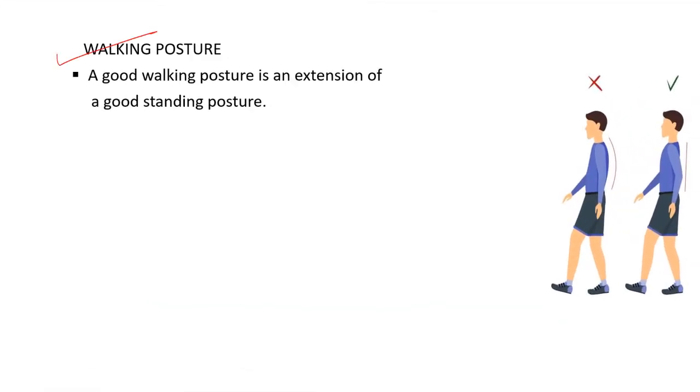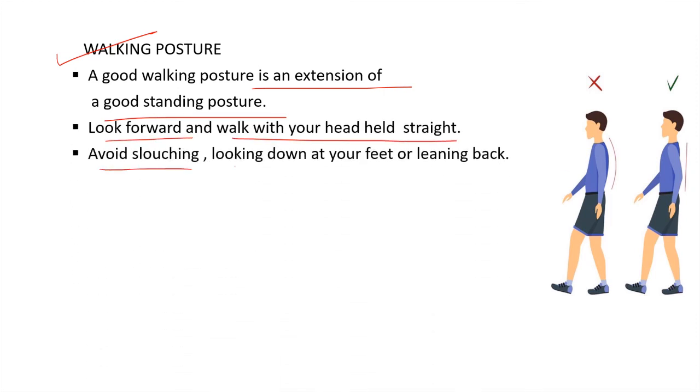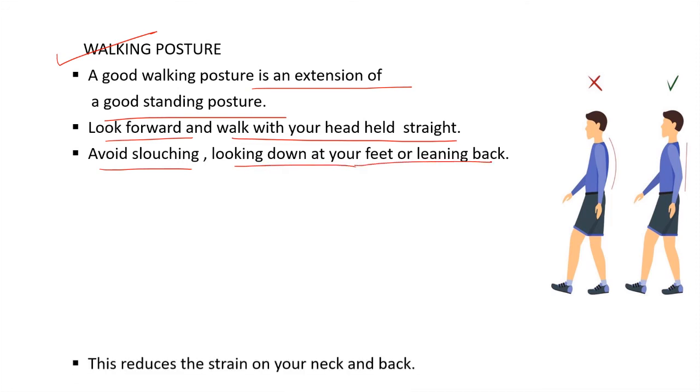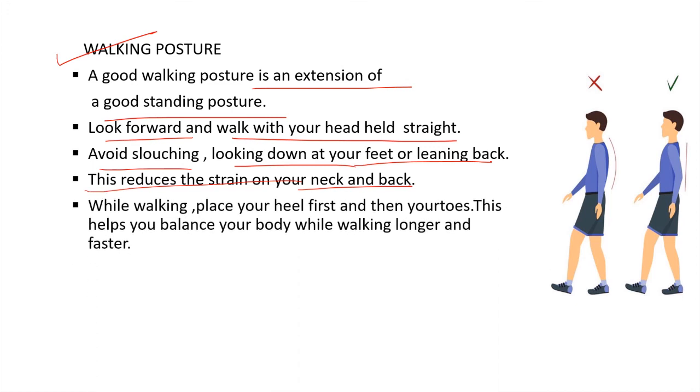What should be a good walking posture? A good walking posture is an extension of a good standing posture. Look forward and walk with your head held straight. Avoid slouching, looking down at your feet or leaning back. This reduces the strain on your neck and back. While walking, place your heels first and then your toes. This helps you to balance your body while walking longer and faster.